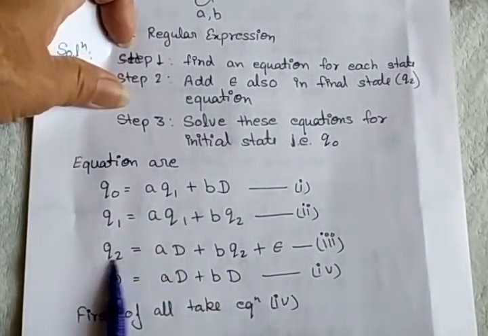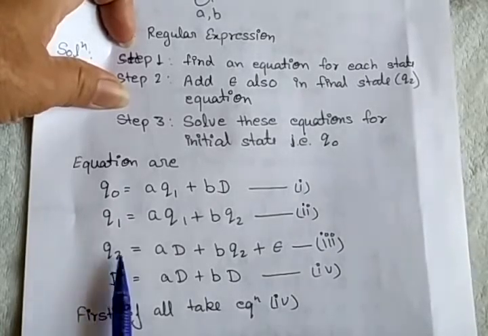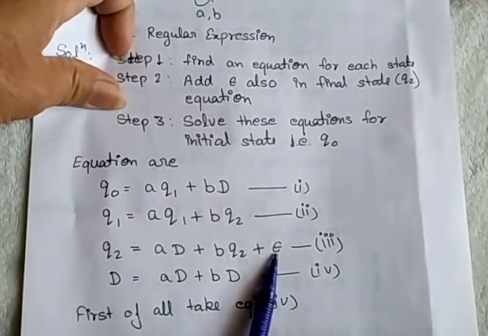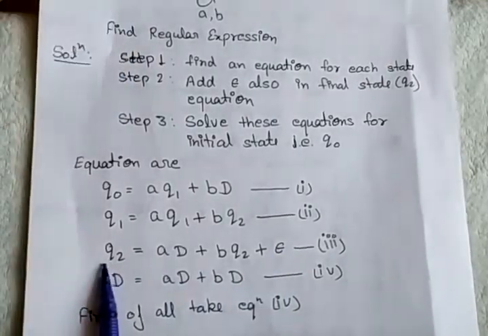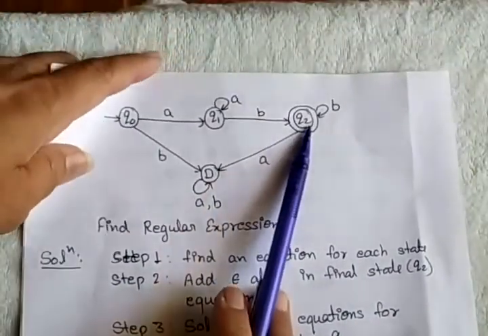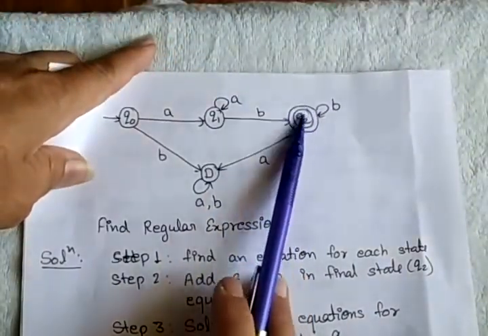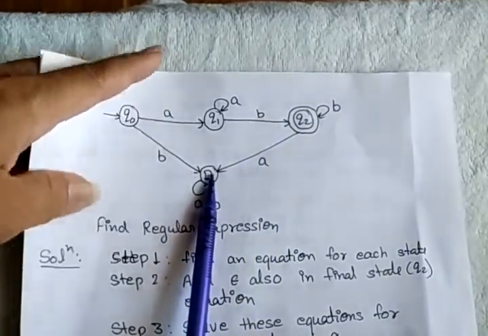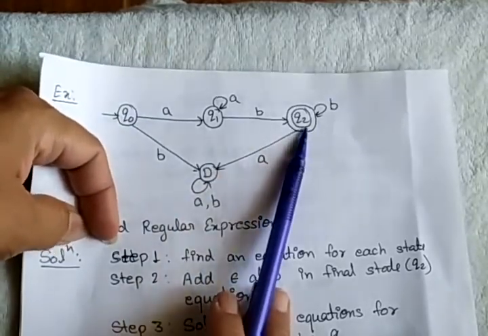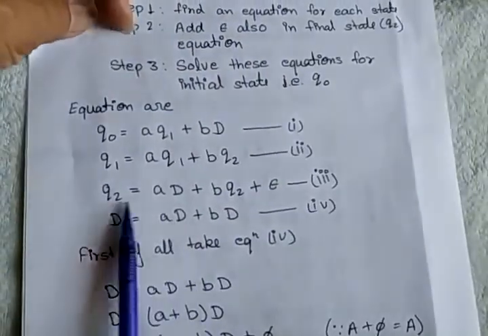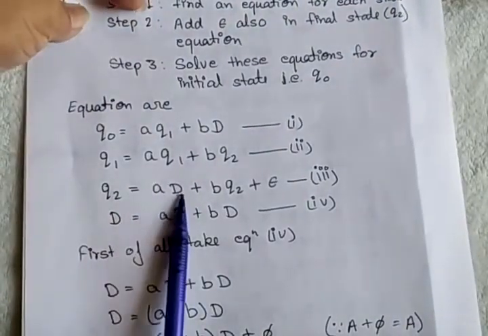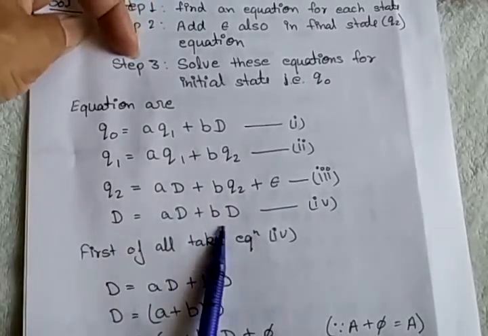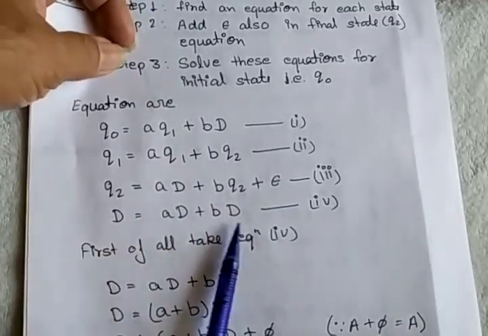Now let's see for Q2. Q2 is the final state, so we have added epsilon here. At Q2 we have B Q2 and A D, plus epsilon, because this is the final state. So the equation is Q2 is equal to AD plus BQ2 plus epsilon. Similarly for the dead state, we have D is equal to AD plus BD.